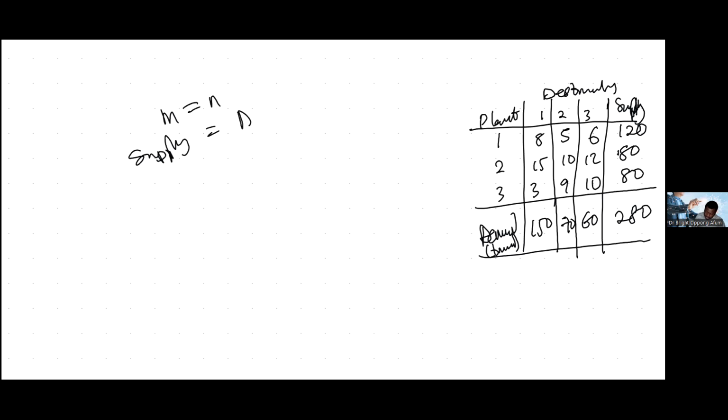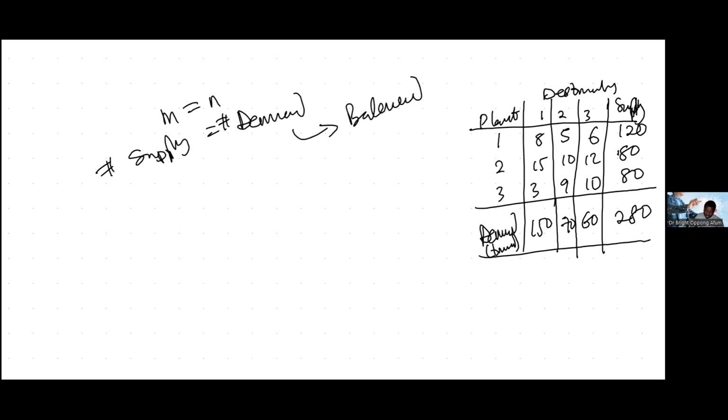So when the number of m is equal to n, or the number of supply is equal to the number of demand, then we say that the problem is a balanced problem. In a typical linear programming problem, the number of basic solutions in the simplex tableau is equal to the number of constraints. You remember that? Good. Therefore, in the transportation problem too, one of the constraints is redundant due to the balanced conditions.